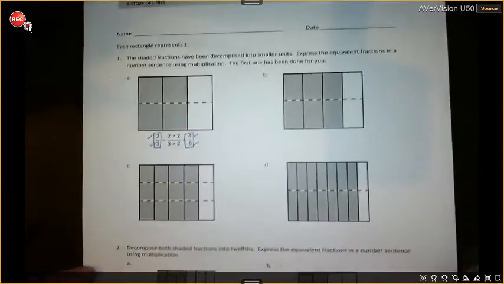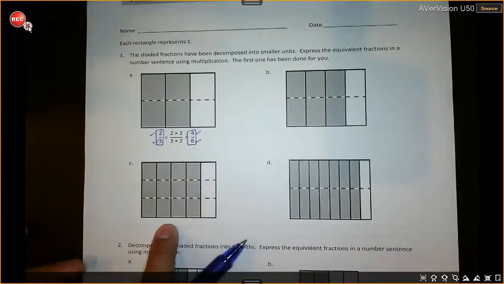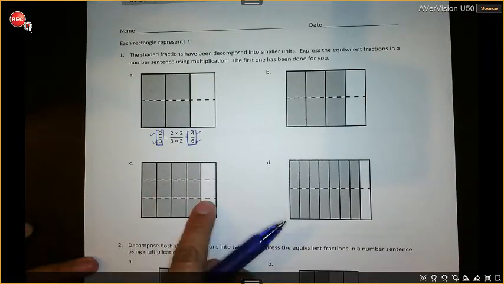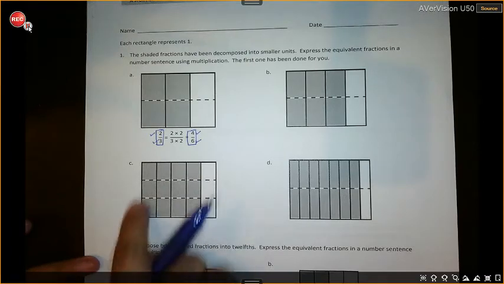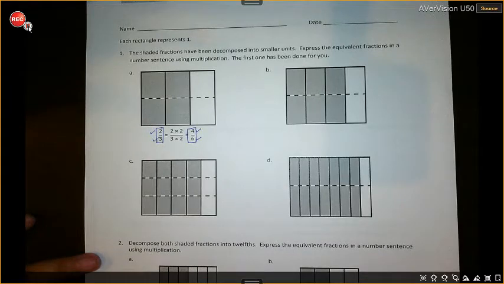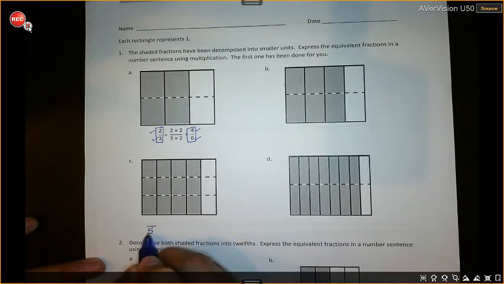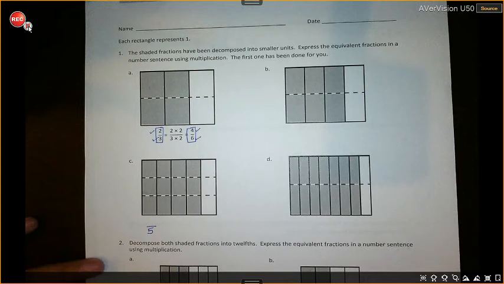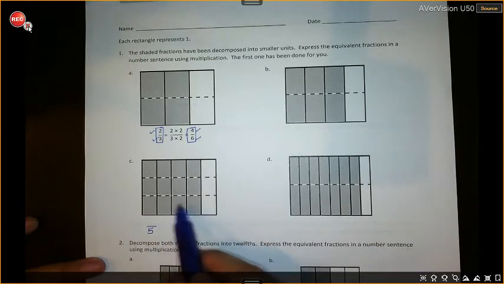Let's try another one. Let's focus on this one. Let's pretend these dotted lines do not exist. Let's look at the whole. How many fractional parts is this partitioned into? Yes, 5. So 5 is the total number of equal parts. That's our denominator. How many parts are shaded? That is correct. 4 of them. 1, 2, 3, 4.